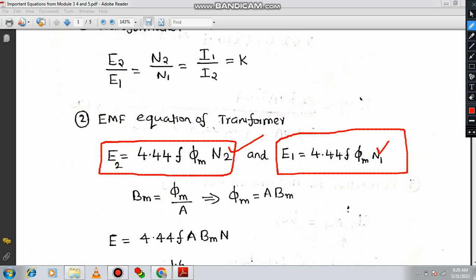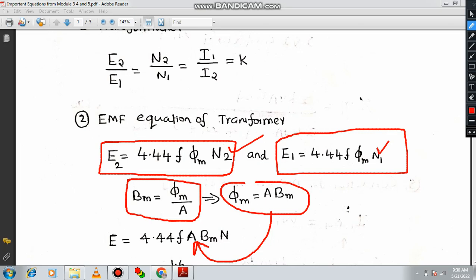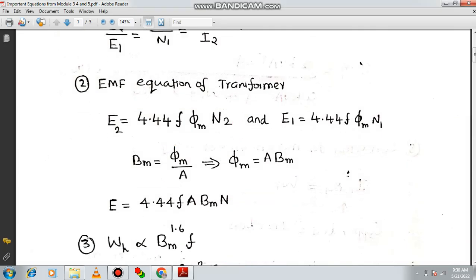If we want, phi m can be modified. In some numerical examples, they may give it in terms of flux density and area of the core. At that time, please remember the formula. Flux density is the ratio of flux per unit area, phi m by area. Therefore you can write phi m is equal to A into Bm after cross multiplication. Same thing can be substituted over there. Are you getting my point? E is equal to 4.44 F into, instead of phi m, A into Bm. Then the turns will be as they are. You can note down this point as well.